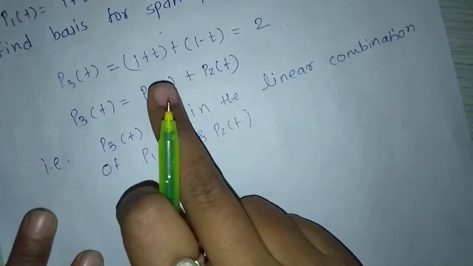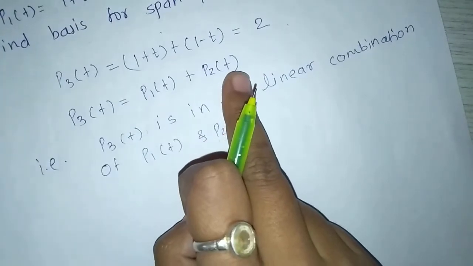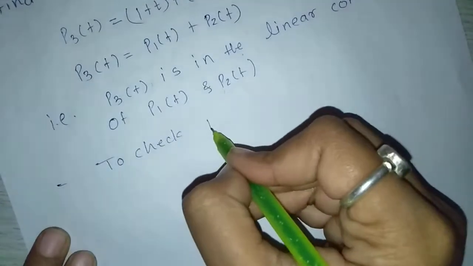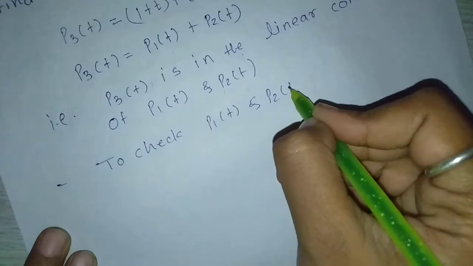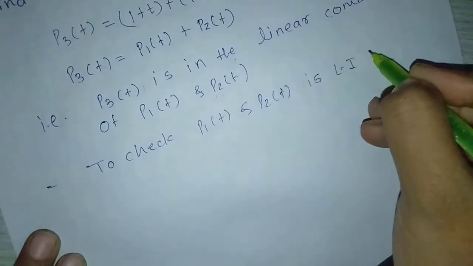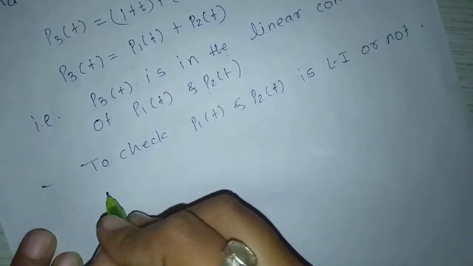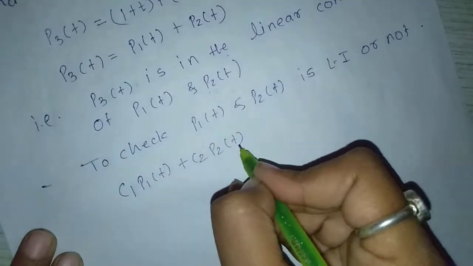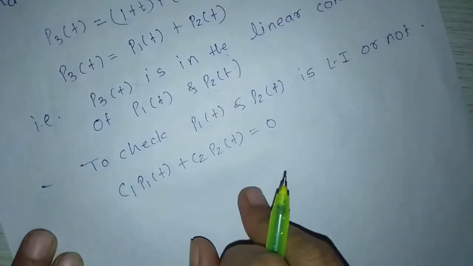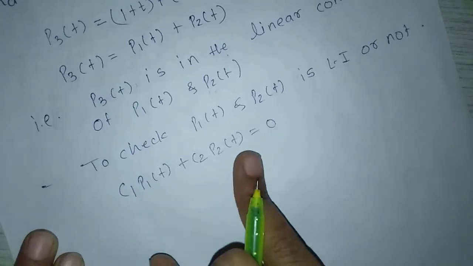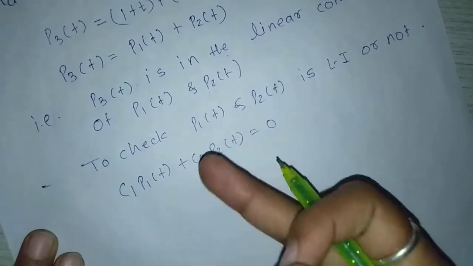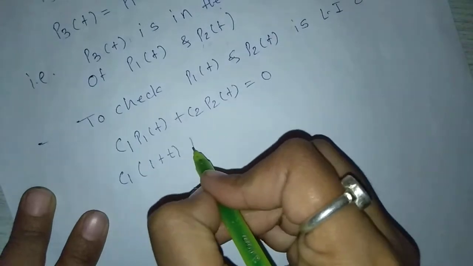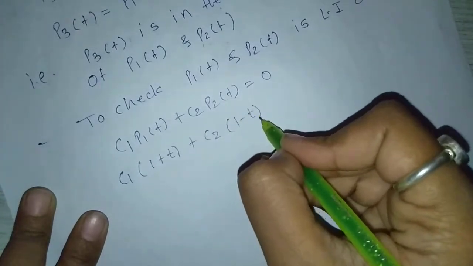Further, check whether p1(t) and p2(t) are linearly independent or not. Now, to check this, first consider C1 p1(t) plus C2 p2(t) equal to 0. If we get C1 equal to 0, C2 equal to 0, then we can say that p1(t) and p2(t) are linearly independent. C1 into p1(t), which is 1 plus t, plus C2 into p2(t), which is 1 minus t, equal to 0.